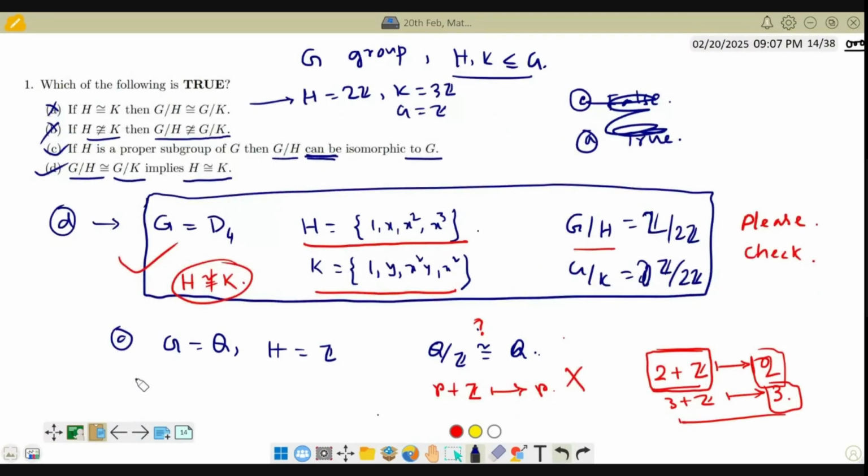First option. Yeah, the first option is false, because take G to be Z, H to be 2Z, and K to be 3Z. Then 2Z and 3Z are isomorphic. But their quotients, one is Z mod 2Z, another is Z mod 3Z, are not isomorphic. Okay, sir. Okay, thank you. Yeah.